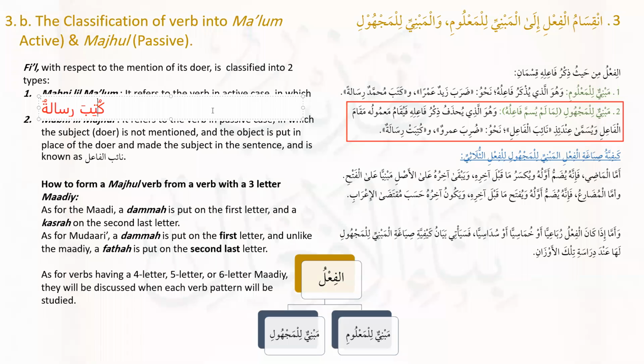So this is how you convert a fi'l that is in active case to a fi'l that is in passive case. طيب. Now كتب رسالة, you are attributing this verb to something that is feminine, right? رسالة is feminine. So in order to attribute it to something that is feminine, what must you add to the fi'l? In the fi'l ماضي you must add something, right? مثلا ذهب محمد, لكن ما تستطيع تقول ذهب فاطمة. ماذا تضيف؟ What do you add to it?